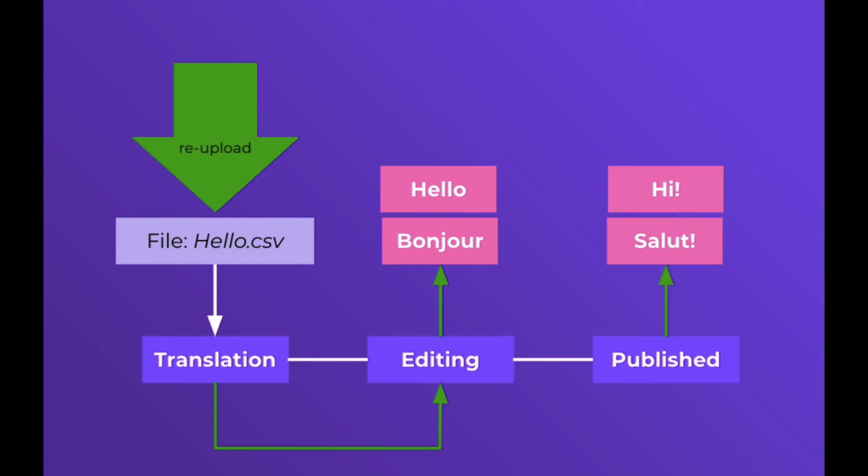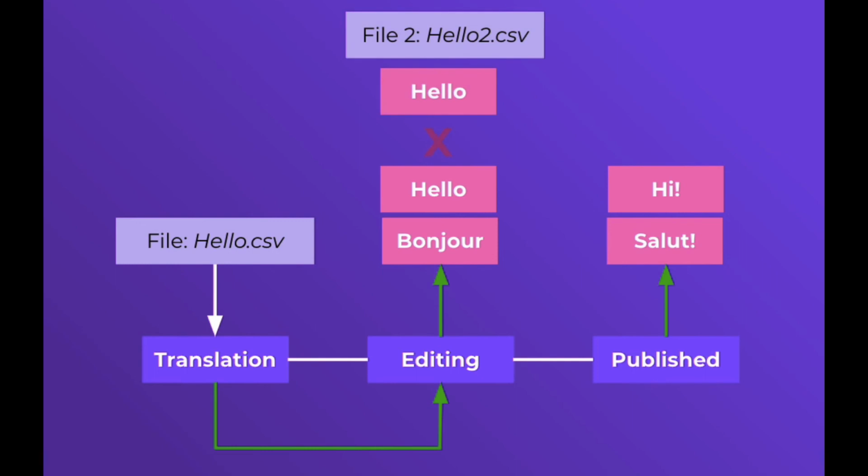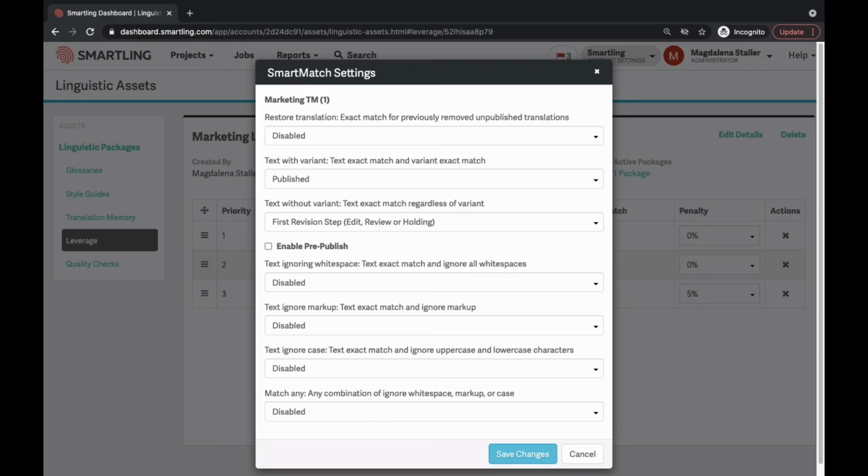This Restore Translation option works a bit differently from all other SmartMatch settings. It is the only setting that will use unpublished translations from your translation memory. It is meant to restore only the exact string that the translation was initially saved for. It will not apply this translation to any other strings, so you don't have to worry about propagating unreviewed translations across your entire project.